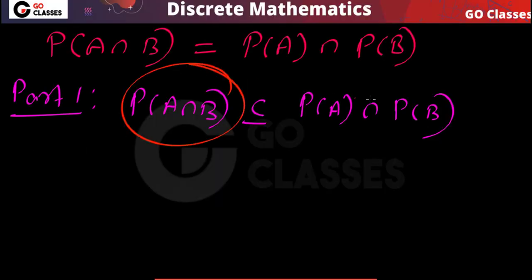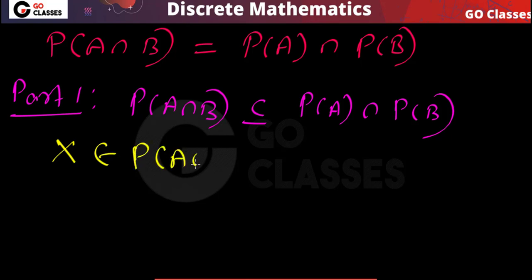So if you want to prove that this is a subset of this, you can say: assume that some element belongs to this set. Let me assume that some element x belongs to power set of A intersection B. What this means? x belongs to power set of A intersection B.